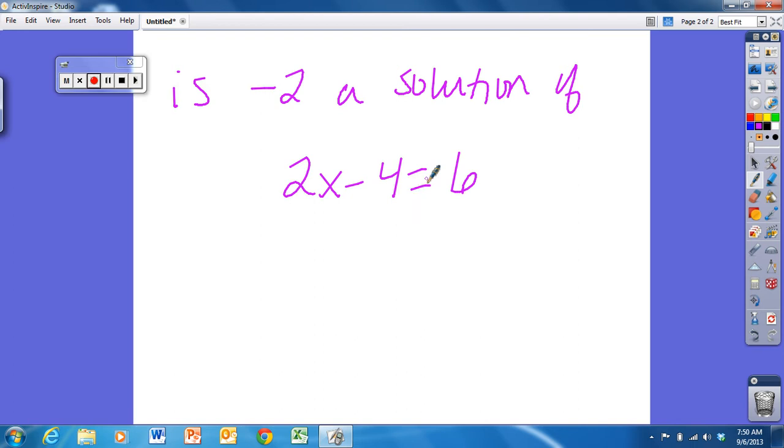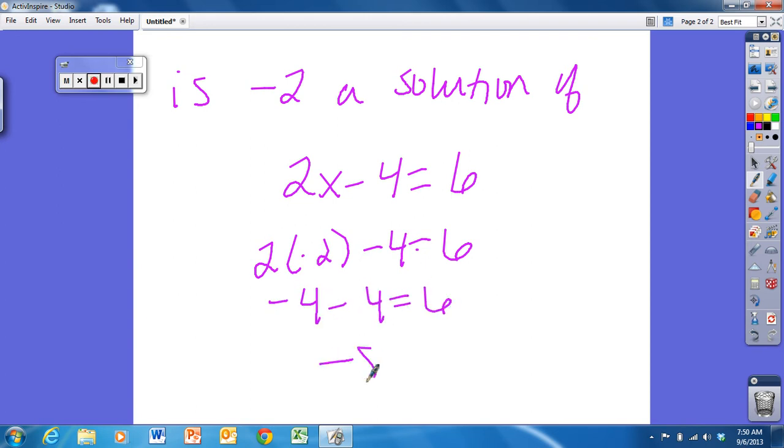Well, hopefully you know that when it's x to the first power, there's only one solution. And you've probably already figured out that x is 5, because you add 4 and divide by 2. But in order to check to see if it's a solution, you plug negative 2 in for x and see what happens. So 2 times negative 2 is negative 4, and negative 4 minus 4 is negative 8. So that does not equal 6, so no, it is not a solution.